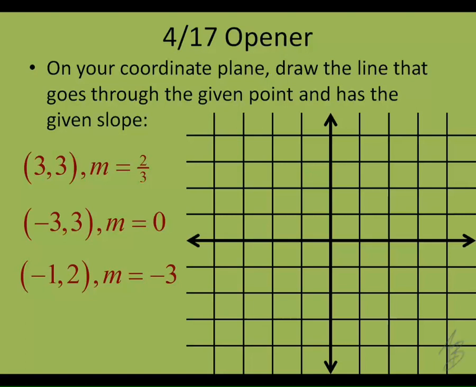So our goal here is to draw a line that corresponds to each one of these. I want to draw a line that corresponds to this information. Going through the point 3,3 with a slope of 2/3, going through negative 3,3 with a slope of 0, going through negative 1,2 with a slope of negative 3.